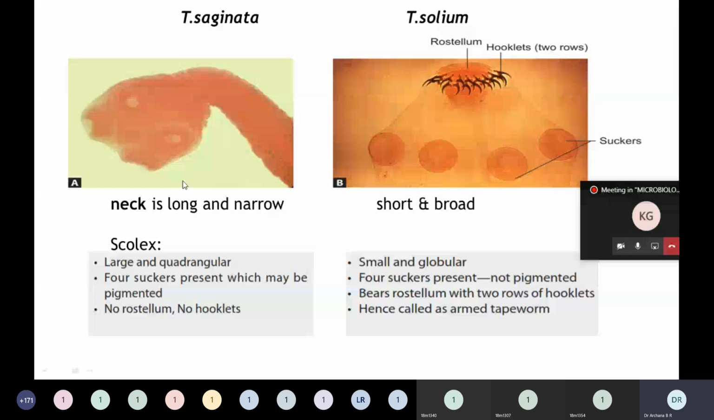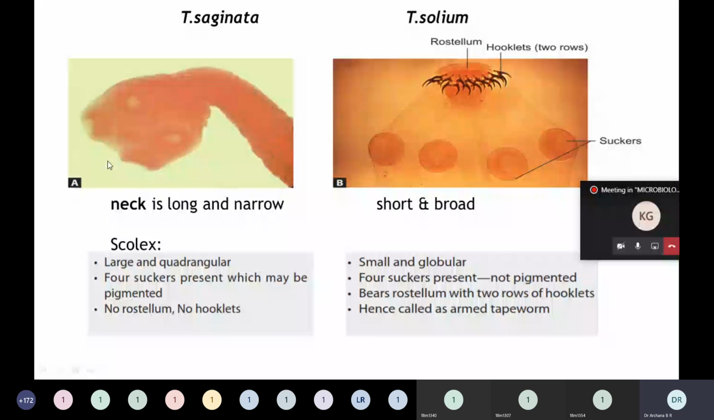This picture shows the scolex and the neck of Taenia saginata and Taenia solium. In Taenia saginata the neck is long and narrow. In solium, the neck is short, broad and also thick. The scolex in Taenia saginata is large and quadrangular. It consists of 4 suckers. You can see at the top 4 round structures at different angles.